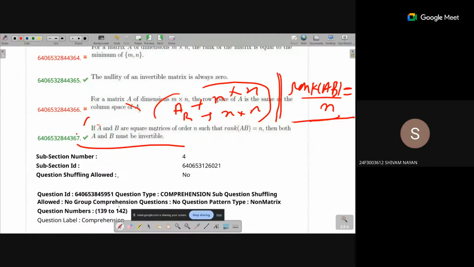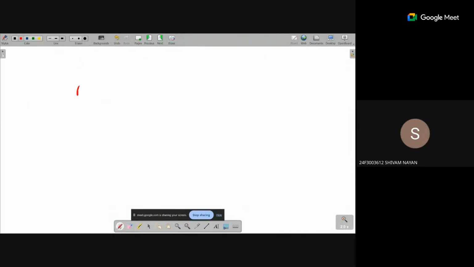Sir, the rank of AB must be less than or equal to the rank of A and the rank of B. Okay. The rank of AB must be less than or equal to the minimum of the rank of A and the rank of B.